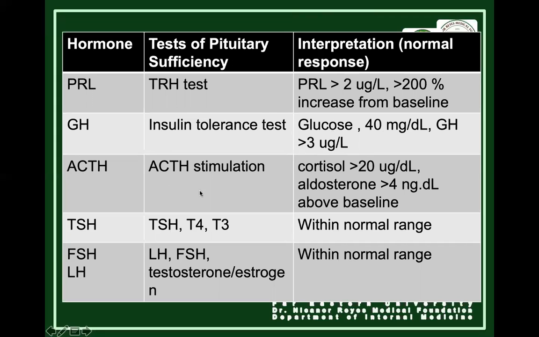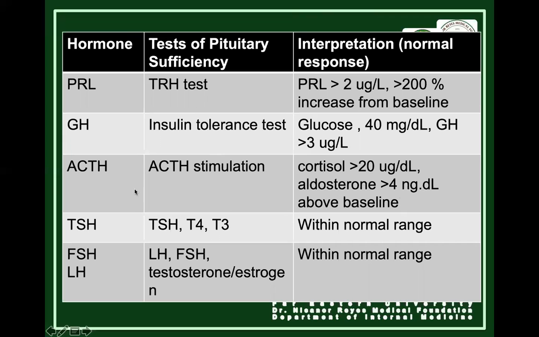Now for ACTH, it's ACTH stimulation, so you have to have a cortisol that is more than 20 micrograms per deciliter after stimulation, and an aldosterone of more than 4 nanograms per deciliter above the baseline. Okay, so we do the aldosterone because it has also an effect. The ACTH has an effect on your aldosterone, though the ACTH would not directly affect your aldosterone.